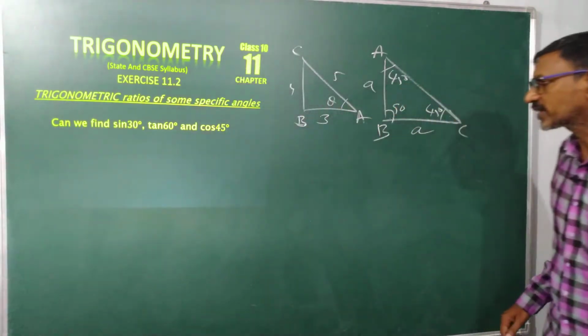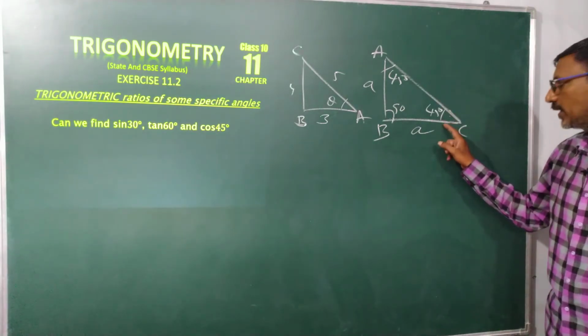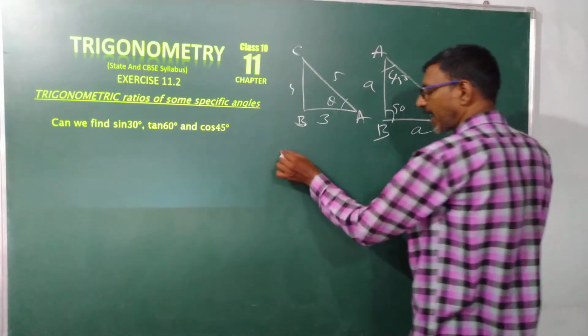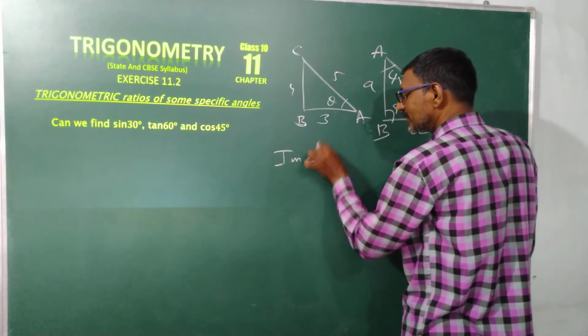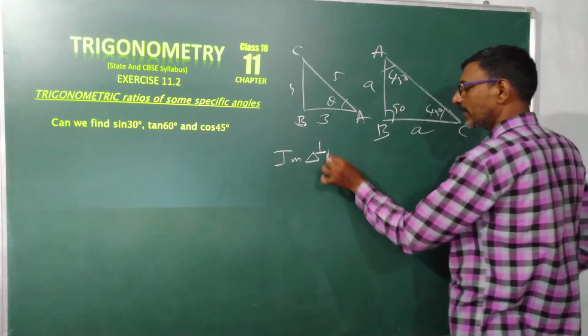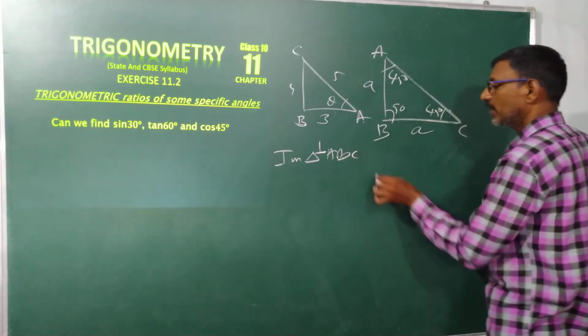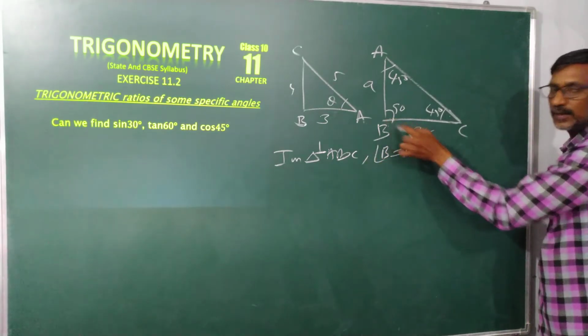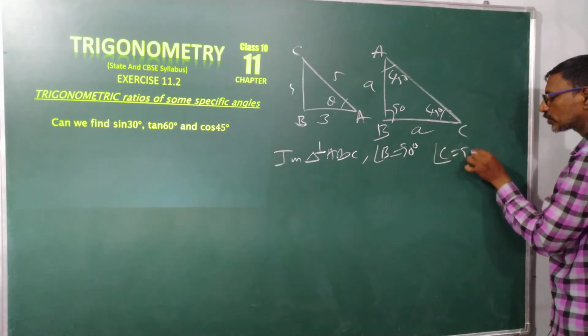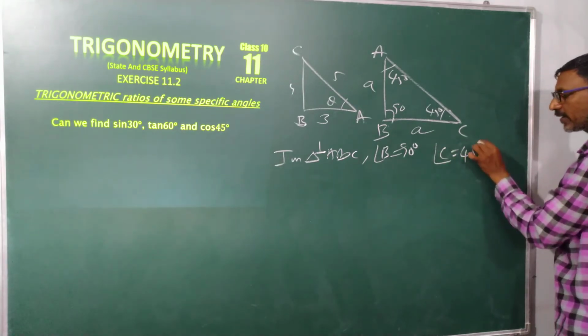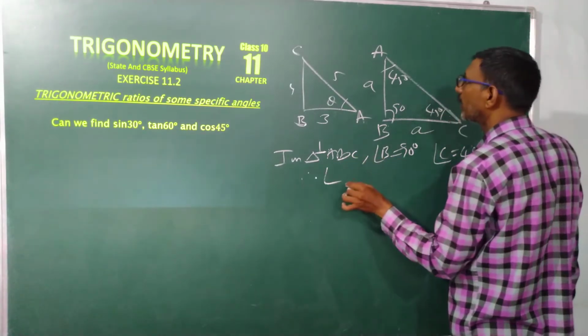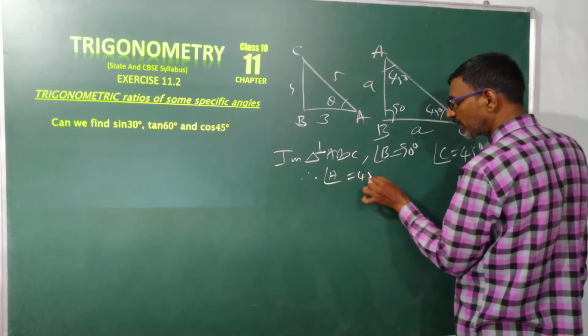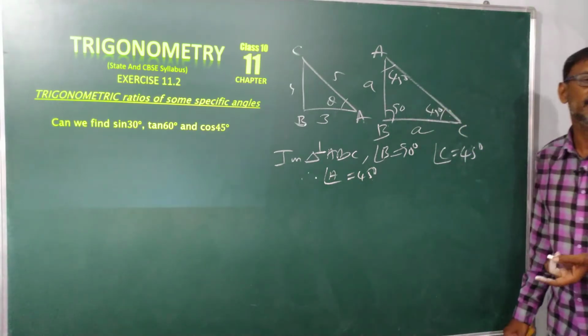First, I am going to discuss 45 degrees. Suppose in a right angle triangle ABC, angle B is equal to 90 degrees and angle C is equal to 45 degrees. Therefore, angle A is equal to 45 degrees, since the sum of the angles in a triangle is 180 degrees.